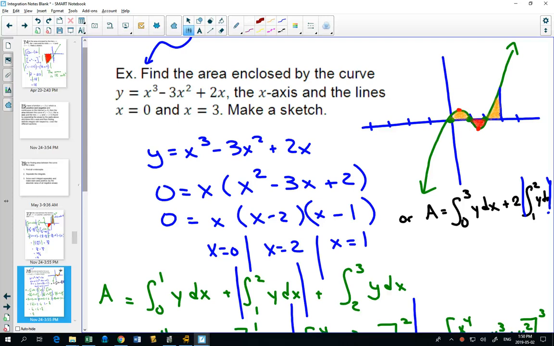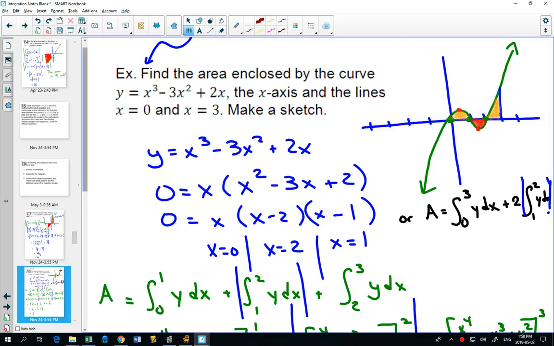Because if I do the whole thing from 0 to 3, the red part would have been subtracted. If I add the red part back twice, the first time I add it back, it compensates for the time that it was subtracted. And the second time I add it back, it actually puts it in there like I would like. What does that do for us? It's one less integral, okay?